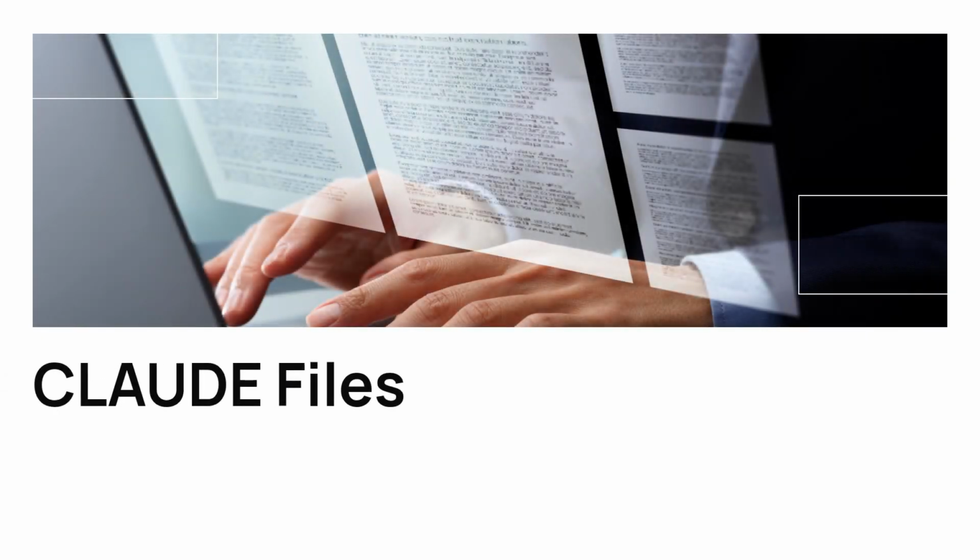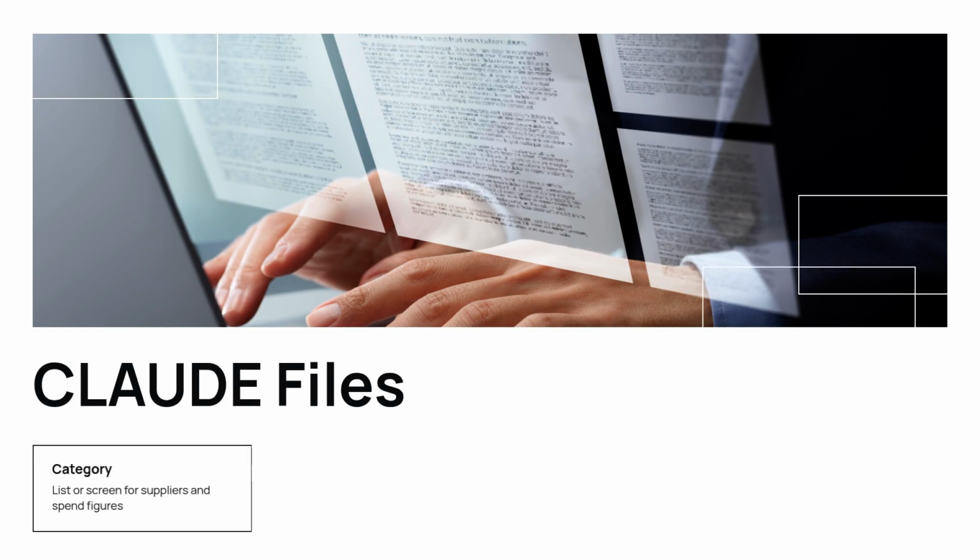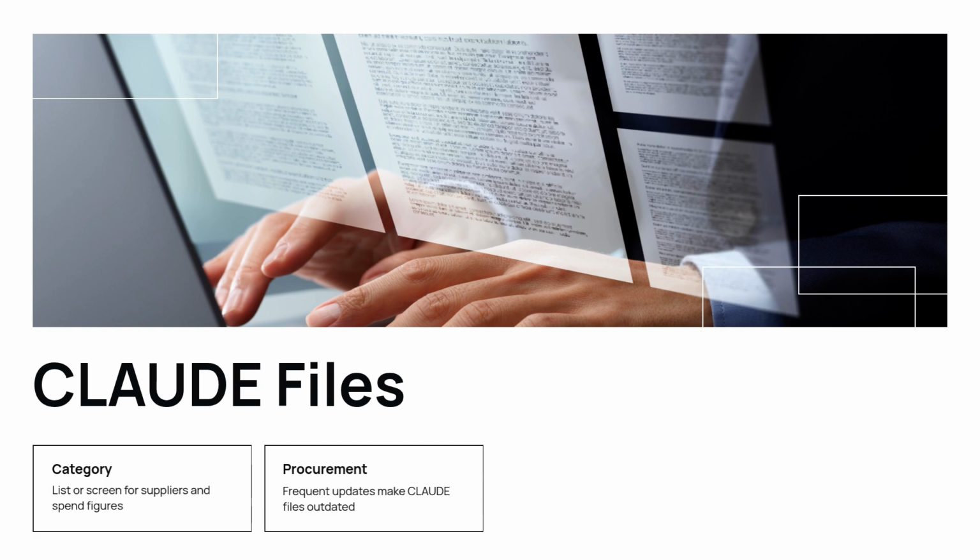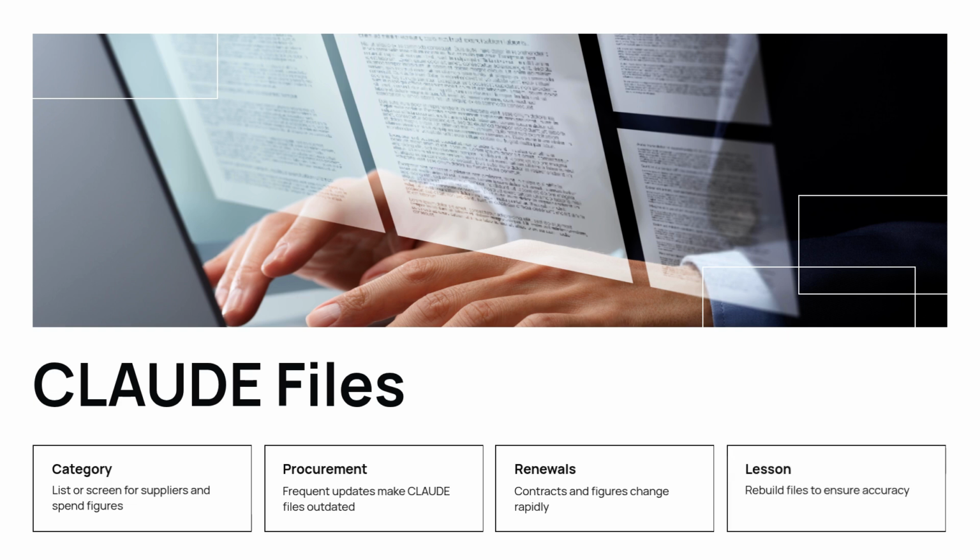Your CLAUDE.md files are either the printed list or the screen. If you typed your top supplier names and their spend figures into the category file, you have built the printed list. The moment a contract renews, a supplier is added or a spend figure shifts, and in procurement those things move every week, your CLAUDE.md is wrong. Claude will read it confidently and give you stale answers in a brief that goes to your category lead. This lesson rebuilds your category files as the screen.